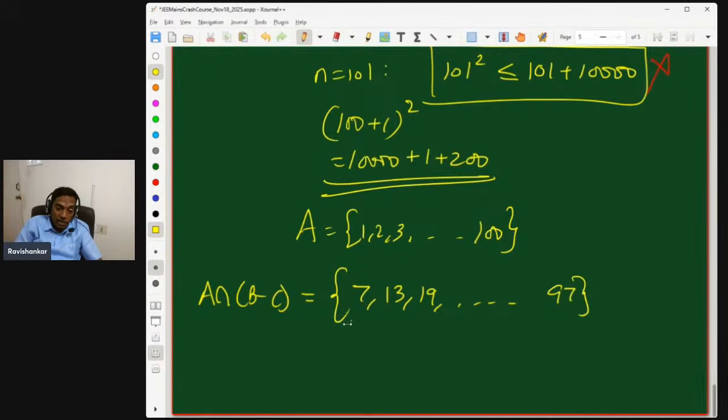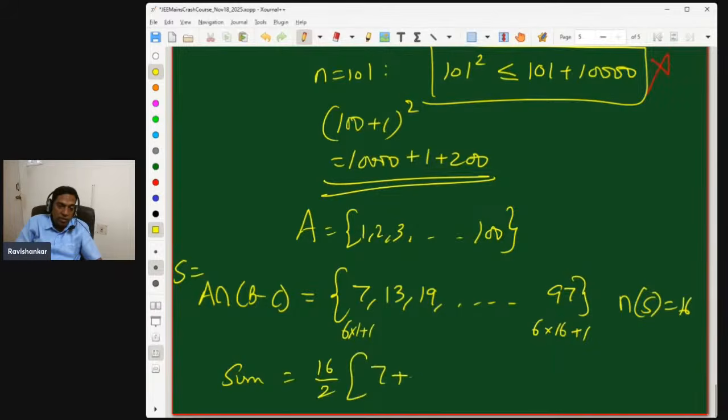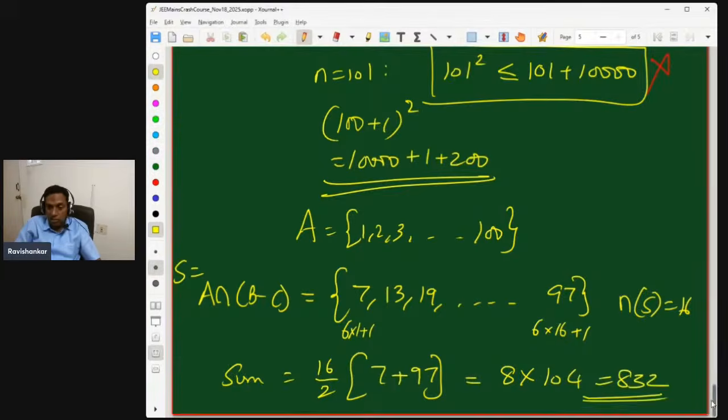Okay, how many are there? This is 6 into 1 plus 1. This is 6 into 16 plus 1. So let's say that this is S. N of S is 16. So the sum is 16 by 2 into 7 plus 97, 8 into 104, which is 832.